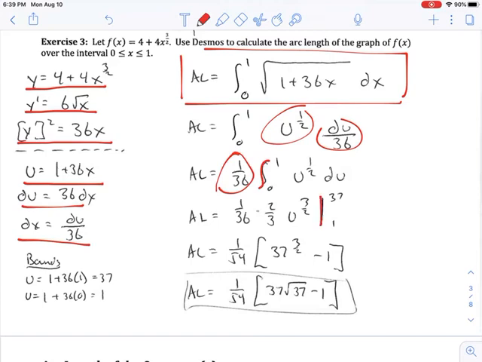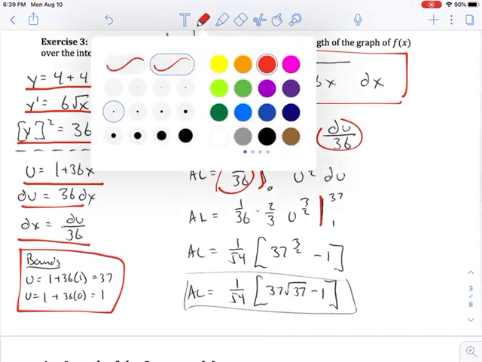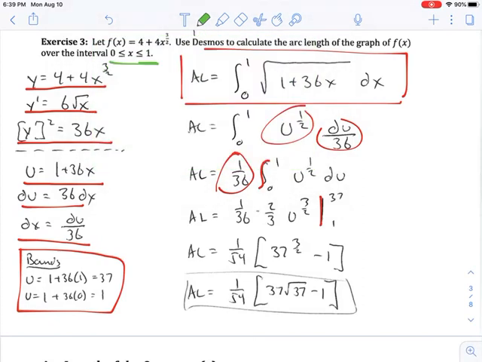and I changed my bounds to u bounds again. So I took my 0 and my 1, my x values, and I plugged them in right there, and I got my new bounds in terms of u. And again, we do that so that we don't need to convert these u's back into x's again to get the final answer. You'll get the same thing either way, just a couple steps less.